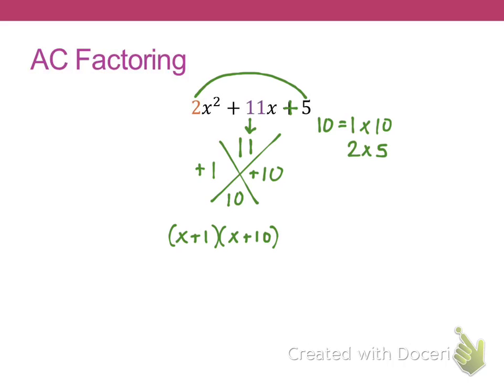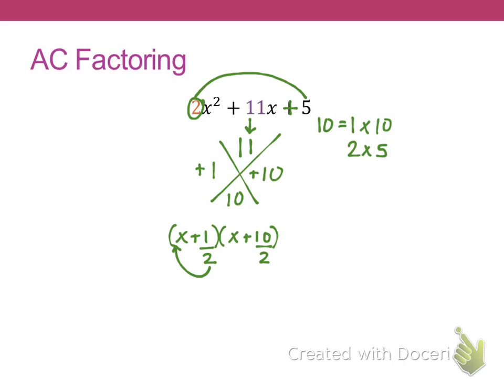But this is not my final answer, because if you FOILed that out, you would not get 2x squared plus 11x plus 5. So this is where the bottoms up comes in. I take a, here's my a right here, and I'm going to divide each of these by a. One of them is going to divide and give you a whole number, and the other one is going to stay a fraction. So I look, 1 over 2, does that divide to give me a whole number? No. So this 2 goes bottoms up.